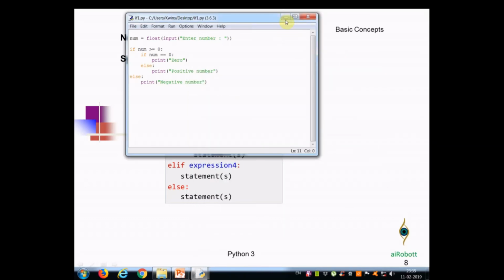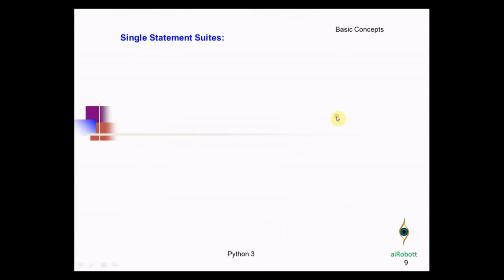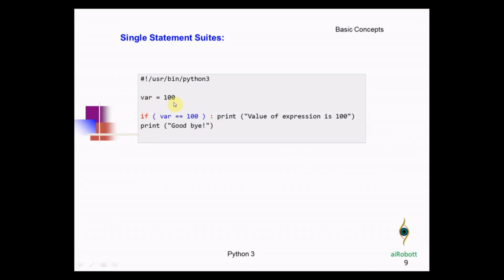Now we'll see single statement suites. If the suite of an if clause consists of only a single line, it may go on the same line as the header statement. Here is the example. Variable 1 is equal to 100. If variable double equal to 100 colon print value. This all comes in one line. This is the next line. It gives the output like this.